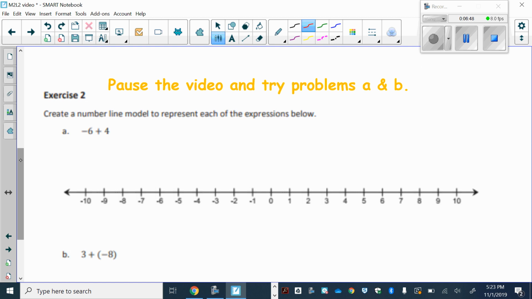So I would like you to pause the video and try both problems A and B. Even if you think you know the calculation answer, please represent it and model it on the number line.